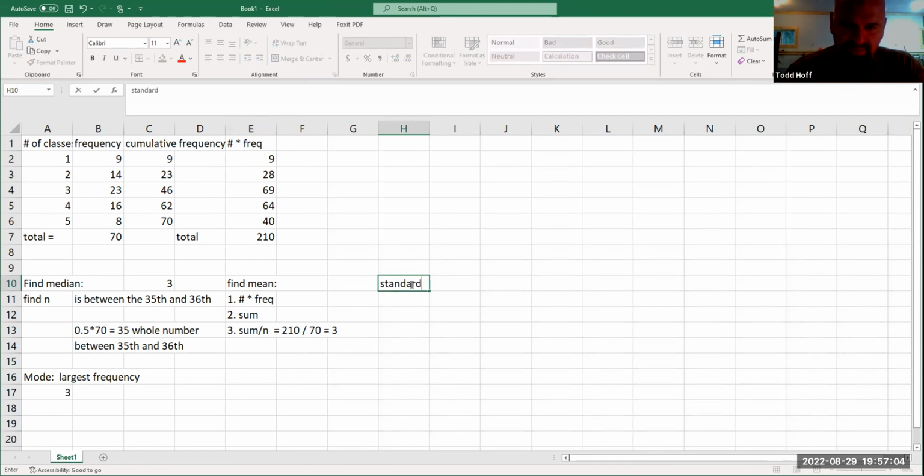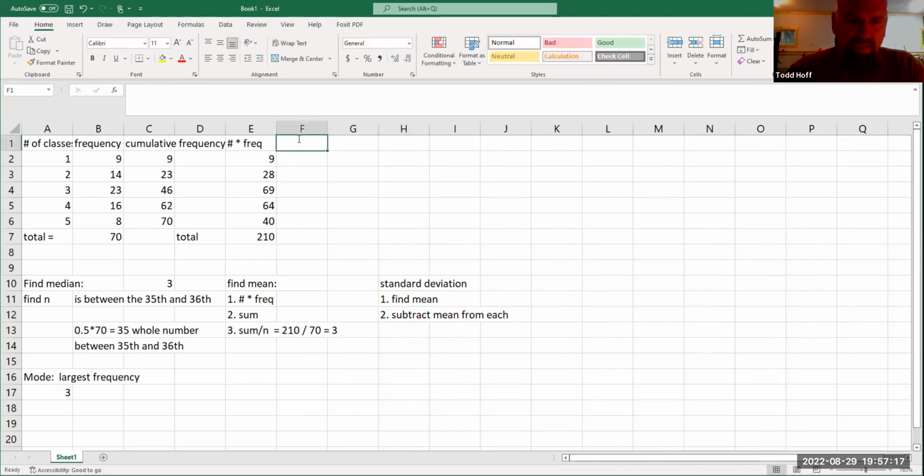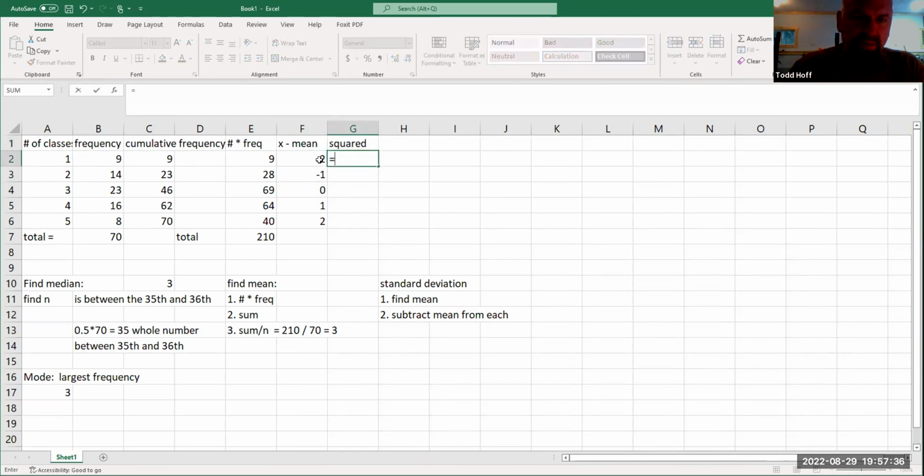Now let's look at the standard deviation. This one's going to take some work. Remember, we find the mean. We've already done that. Two is subtract the mean from each number. So here we're going to do x minus the mean. That'll be this number here minus the 3 of the mean, and put that all the way down. We have to square that. So equals this number squared. And we'll do that for all of them.